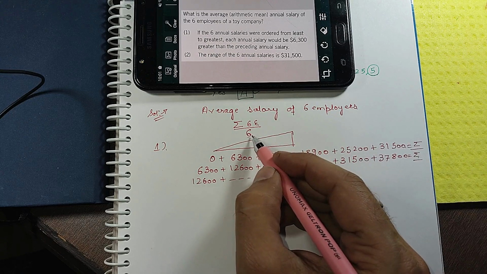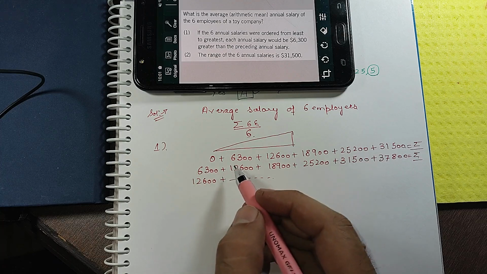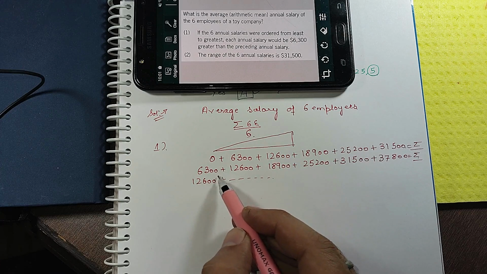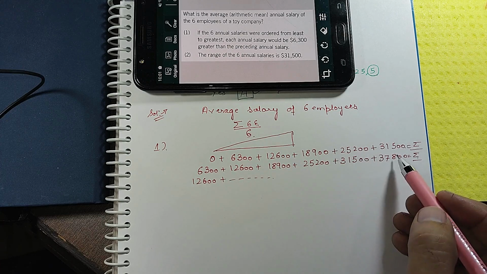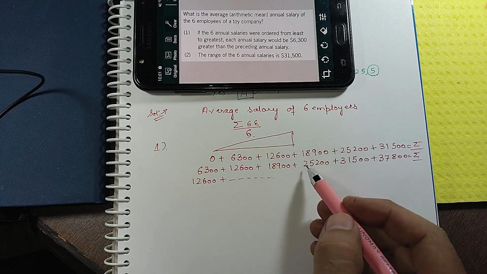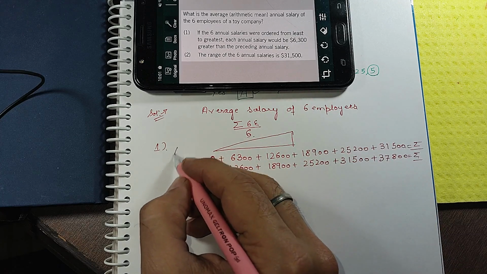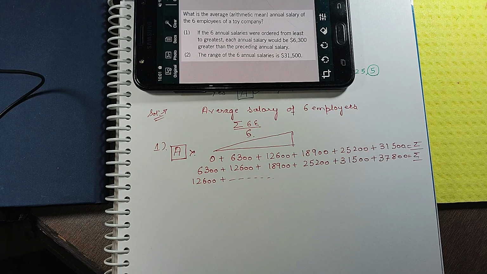The denominator will remain the same. So we can't precisely give the value of the average salary, because we don't know from where the salary of the first employee, or the last employee, or any single employee starts with this increment. We are not able to give the answer for this.